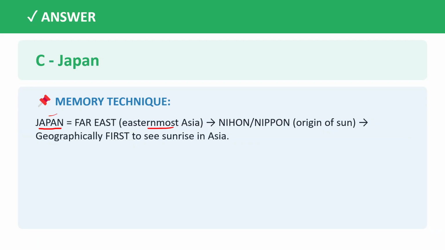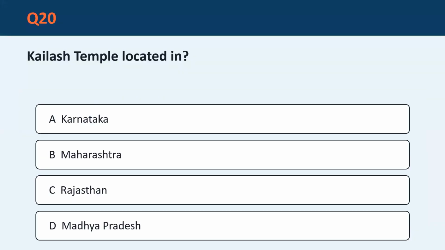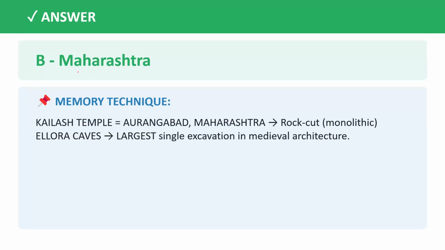And the next and the last question for this session. Kailash temple is located in which state? The options are A. Karnataka, B. Maharashtra, C. Rajasthan, and D. Madhya Pradesh. And the answer is B.